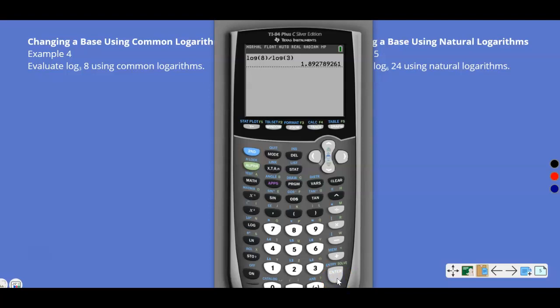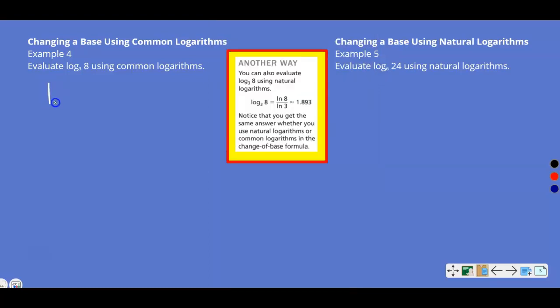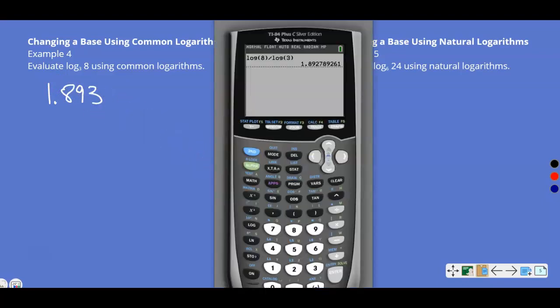All right, and it's that simple. So if you evaluate, it's going to be about 1.89. And depending on how they round it, sometimes they round it to the hundredth, sometimes the thousandth. If we round it to the thousandth, it would be 1.893. The 2 would become a 3 because of this 7. So let's put 1.893.